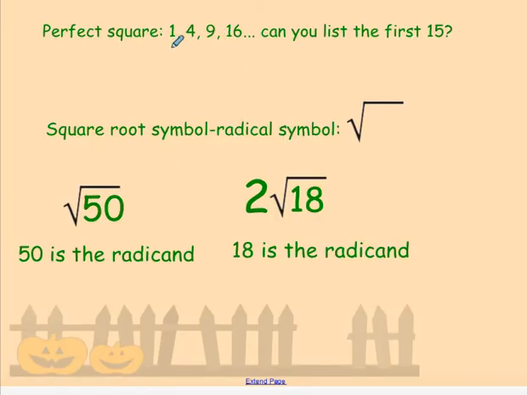So, the first 15 perfect squares, you can think of things like 1, 4, 9, 16, 25, 36, 49. Okay, it goes on and on and on. It's good to know those perfect squares so that as we're simplifying things, you can realize when we have a perfect square multiplied by a number. So we have our square root symbol, okay, a radical symbol, and the number underneath, like the square root of 50, 50 is the radicand. Or 2 root 18, 18 is the radicand. Just some terms that we'll be using.